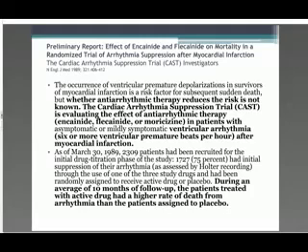And they did not include an interim analysis here, but what they found out, when they looked at the end results, was that following 10 months of follow-up, the patients treated with active drug actually had a higher rate of death from arrhythmia than patients assigned to placebo.